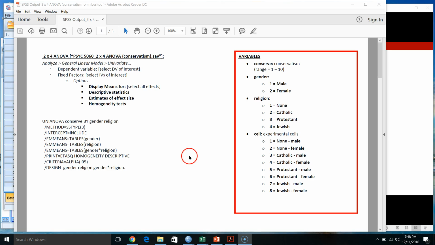Good evening, everyone. Posting up this video to walk us through this last example we didn't get a chance to work through in class. The sheet and the data set that we'll be working with in this example is the handout, the 2x4 ANOVA for conservatism, data set Psych 5060, 2x4 ANOVA conservatism.